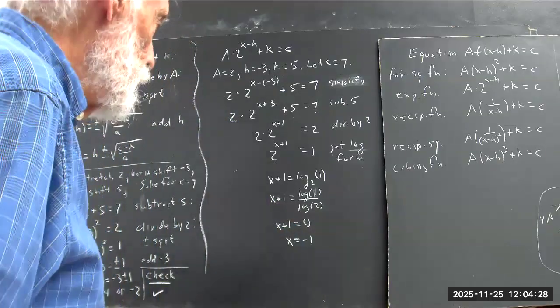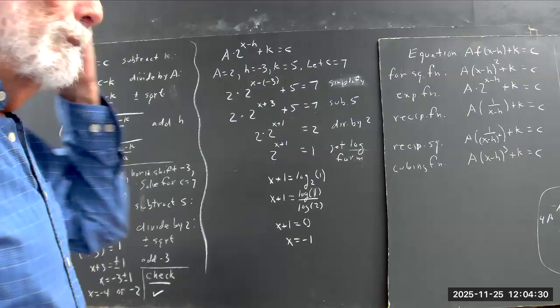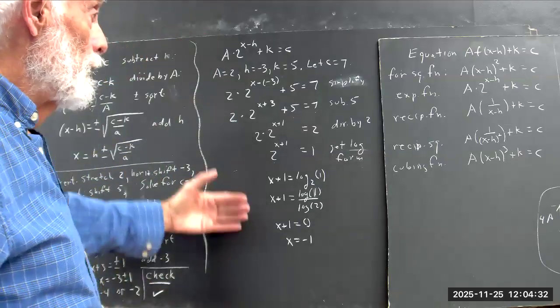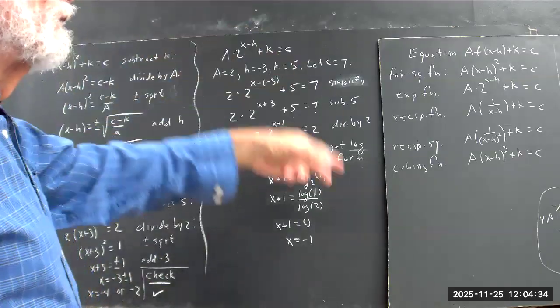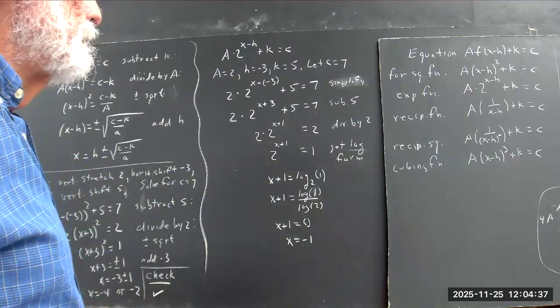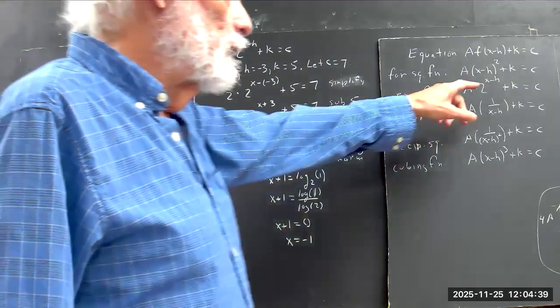We find that x equals negative 1. And that process would work for any exponential function.